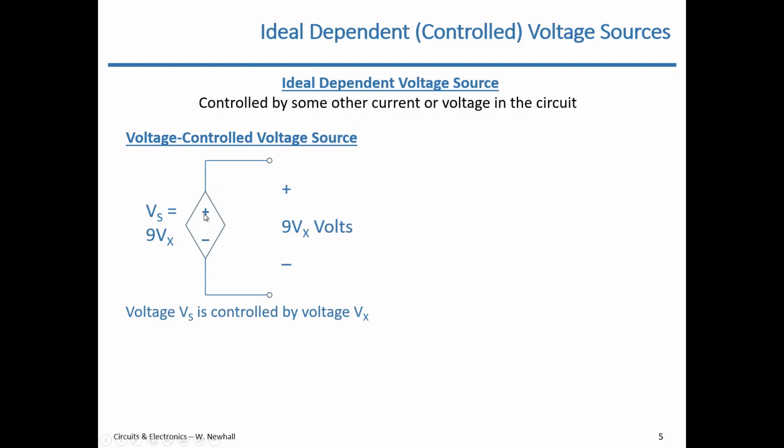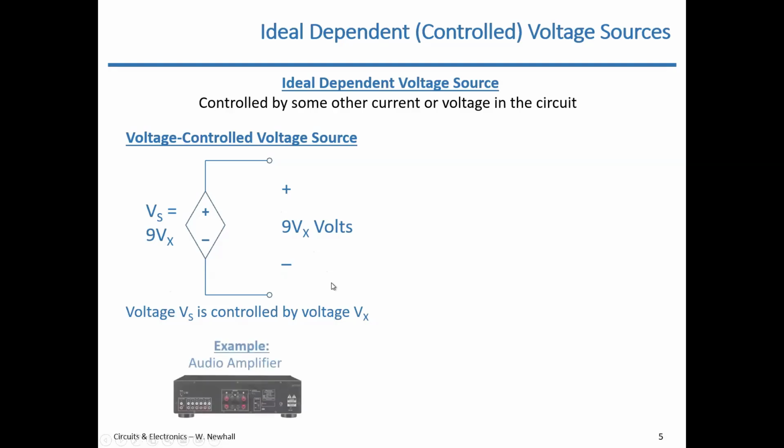This voltage source has a specified voltage right here. It's 9 times Vx. That voltage, Vs, is dependent upon some other voltage in the circuit, Vx. We say that voltage Vs is controlled by voltage Vx. So if Vx changes, that means Vs changes. And then you would have that voltage applied to the terminals here, the output. So there's a fairly straightforward example of a voltage-controlled voltage source.